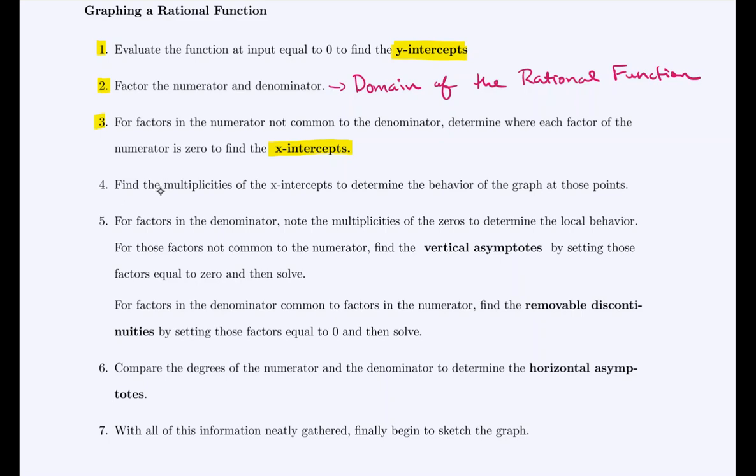Step 4 would be to find the multiplicities of the x-intercepts to determine their behavior. We'll talk about exactly what this means within our examples. Factors in the denominator: note the multiplicities to find the vertical asymptotes. Okay. Also identify if there's any holes or removable discontinuities by looking if there's common terms in the numerator and denominator.